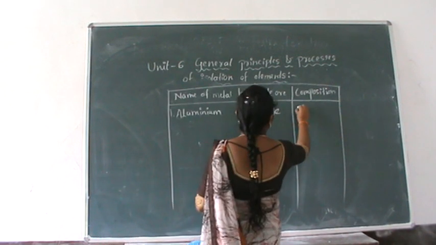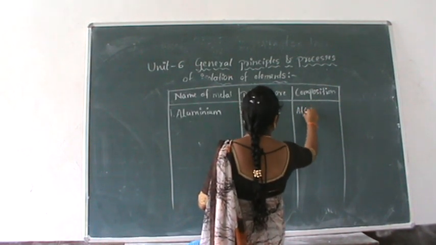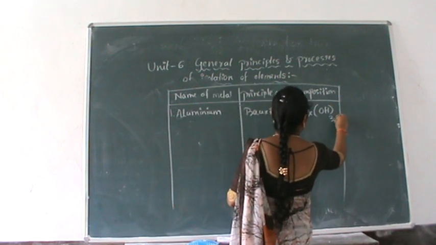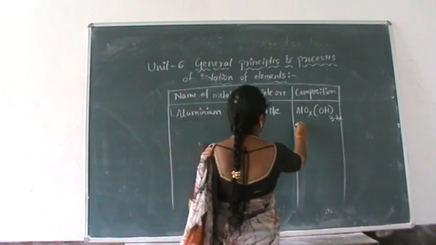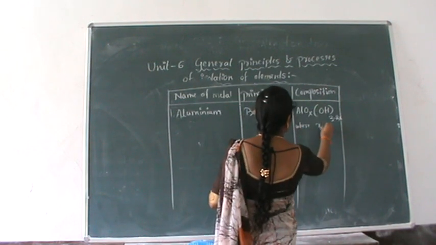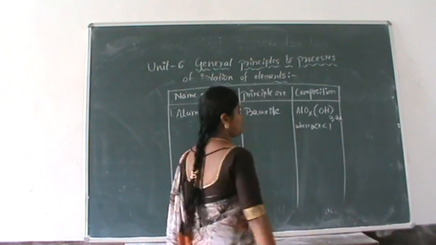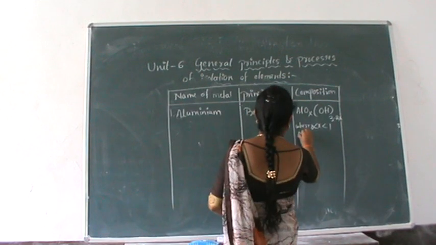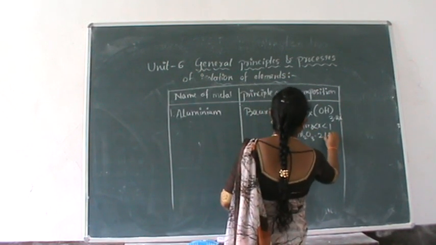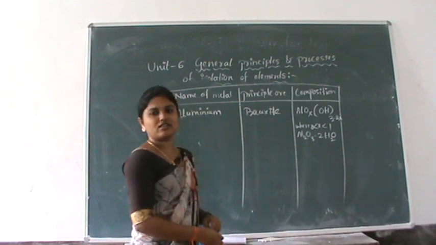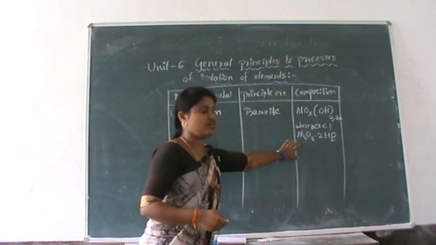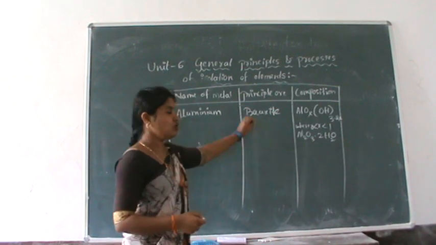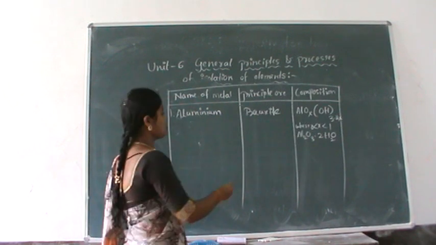Composition, it may be generally written as Al(OH)3 minus 2x, where x lies between 0 and 1. General formula. We can also write it as Al2O3.2H2O. Simply, if asked for the composition of bauxite, that is Al2O3.2H2O. And another ore of aluminum is kaolinite.